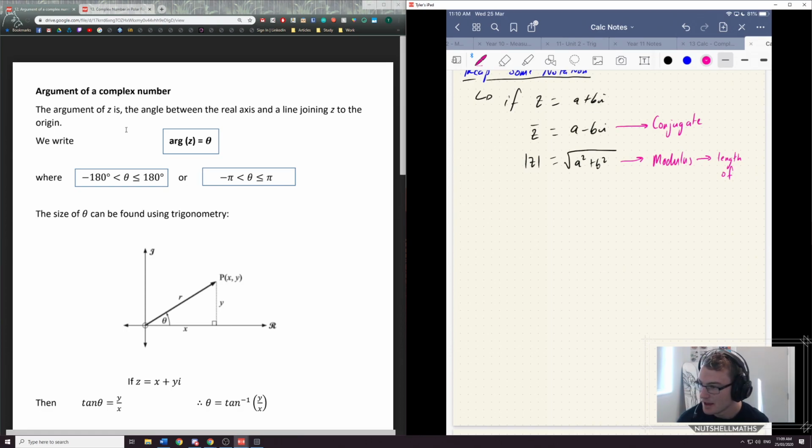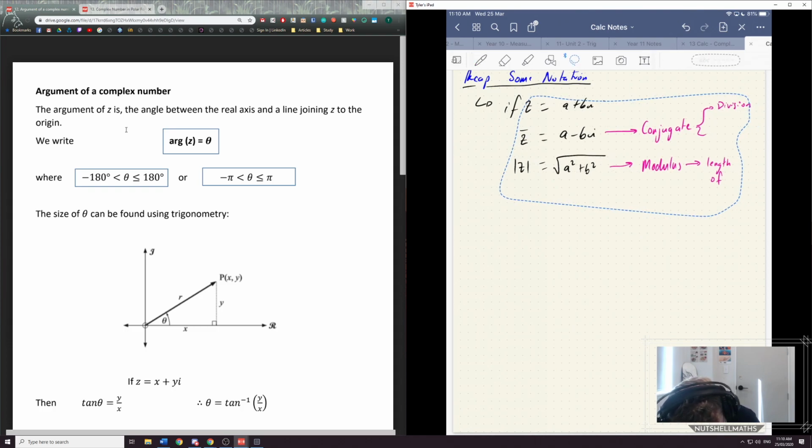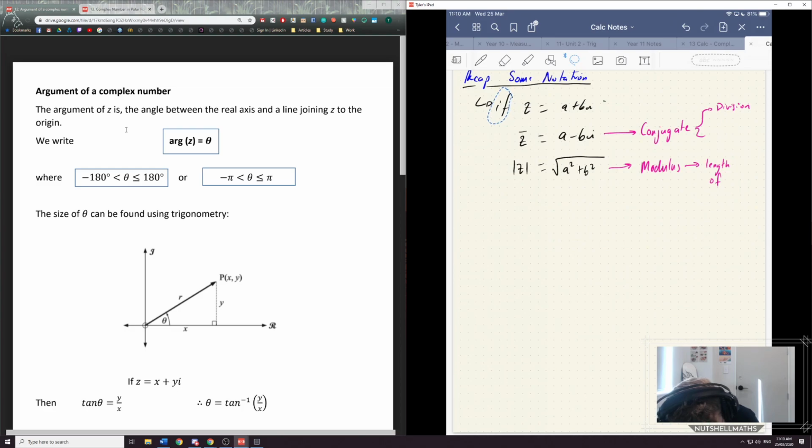Okay. So these are the three things we've kind of covered. If z is some complex number, the conjugate of z is a minus bi, and we use the conjugate for two main things so far. We've used it for division. I know it's getting hard to see now. Let me just move this all so we've got some more room. We've used it for division, and we've also used the conjugate for the conjugate root theorem.